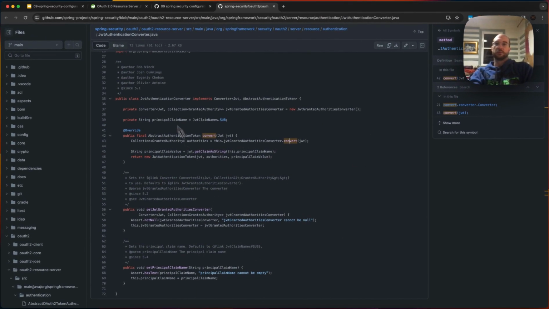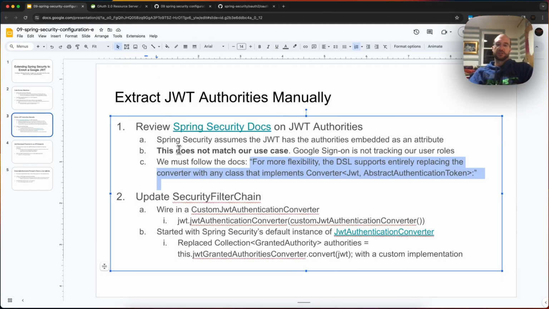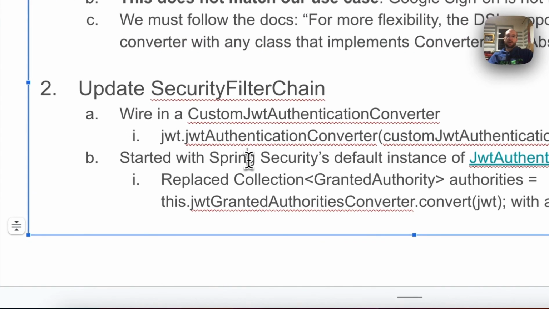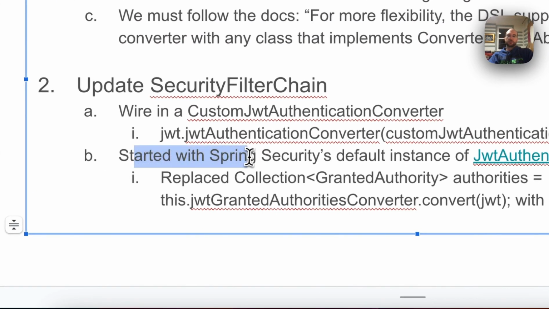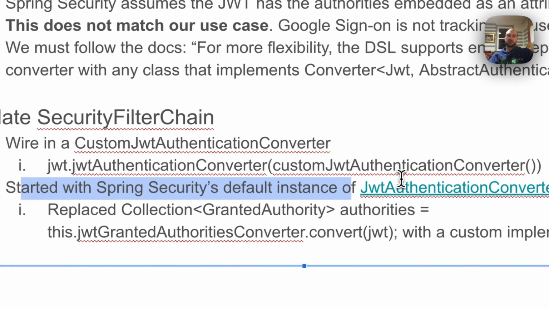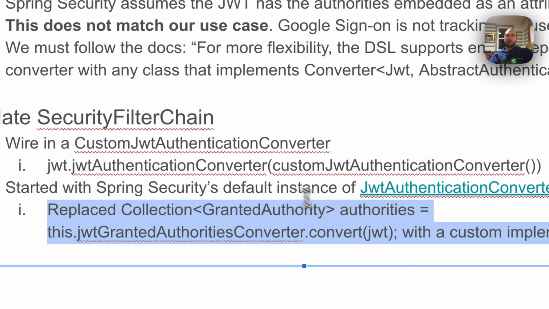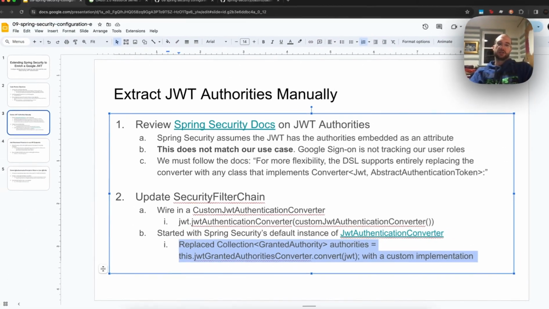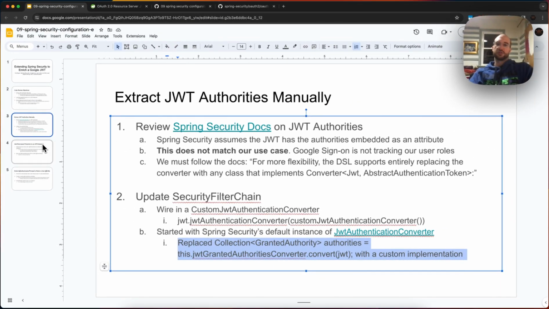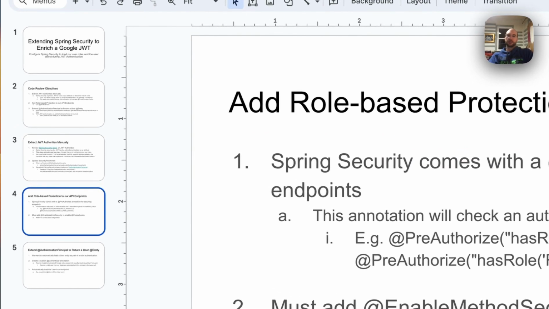Looks pretty simple. When you know what to do, it is simple. It actually took me a while to get that to work. I started with Spring Security's default instance here, and then I replaced their authorities with my own. So this is how we're creating an authentication object that actually has the roles that we've created and that we're managing on the back end.